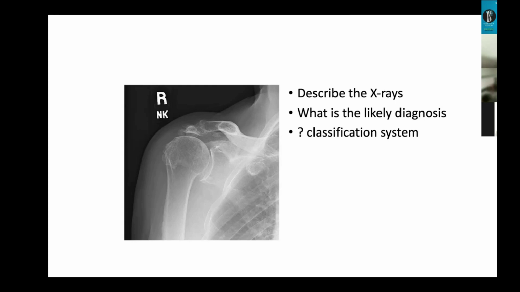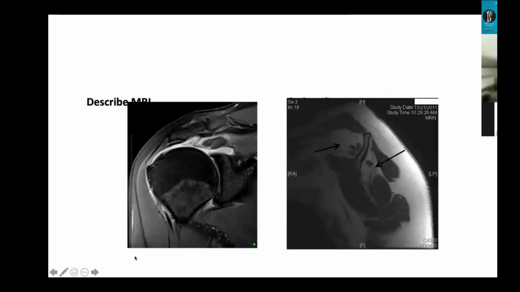But certainly I do wonder whether this is a more chronic picture of a chronic rotator cuff. Any other investigations you'd like? Yeah, so if it's at all possible, an MRI would be nice as well. Okay. There we go. I would want the MRI to be reported by a radiologist.